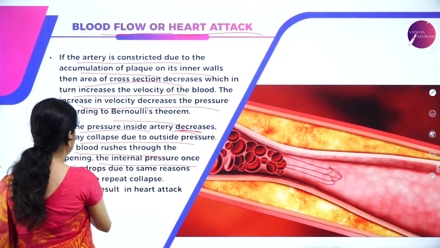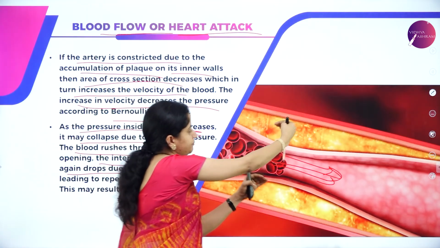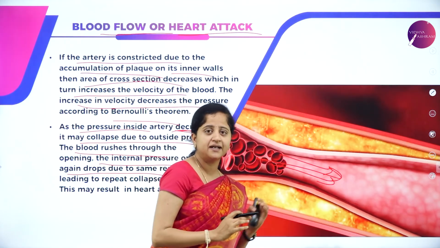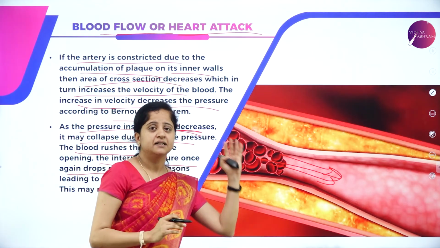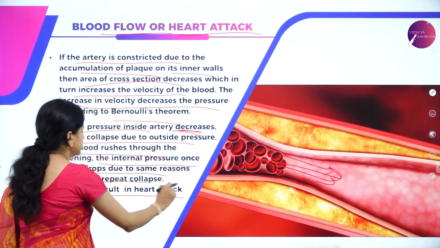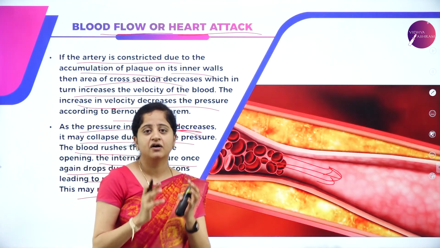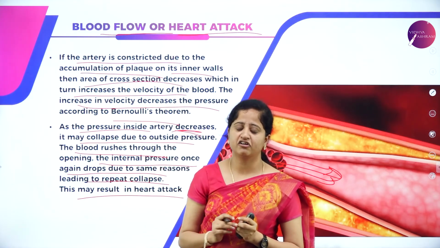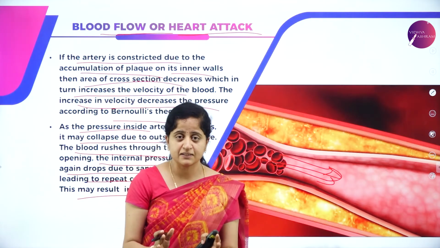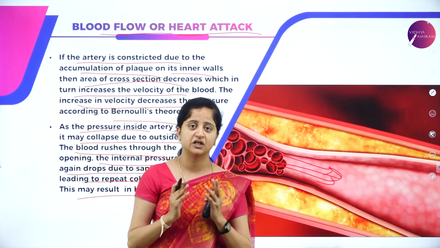The internal pressure once again drops due to the same reason. As the area of cross section decreases, the blood starts rushing inside it again, and hence the velocity increases and the pressure decreases, again and again. Because of this repeated collapse, the person may suffer a heart attack. It is so simple: Bernoulli's principle states that the pressure and velocity are inversely proportional to each other.